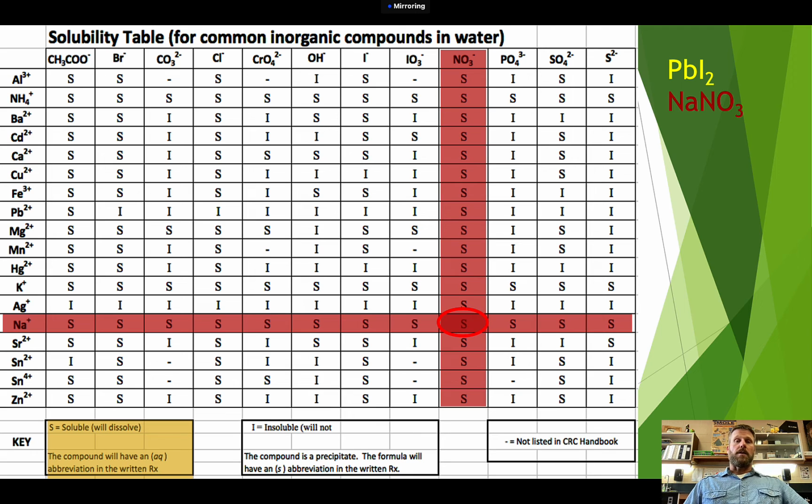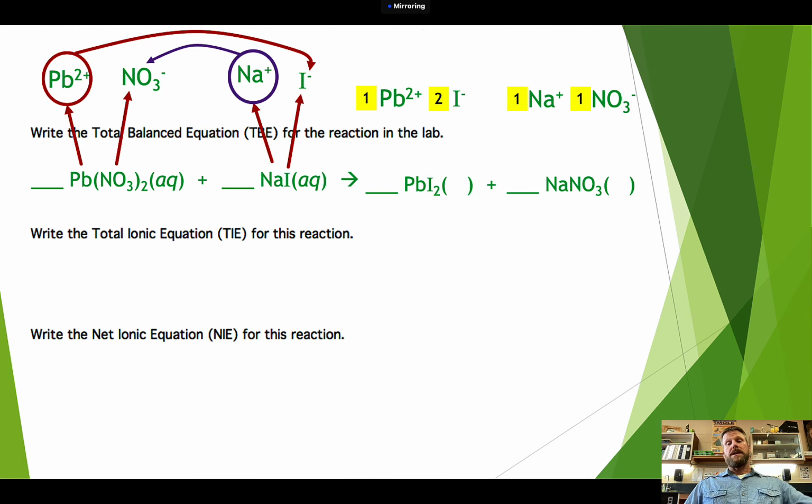As a side note here, I will point out that Na+, if you look all the way across the row, any substance with Na+ in it is always soluble. Same for nitrate ions. If you look down the column, any substance that has nitrate ions in it will always be soluble. So I could fill in PbI2 as the solid and NaNO3 as the AQ.